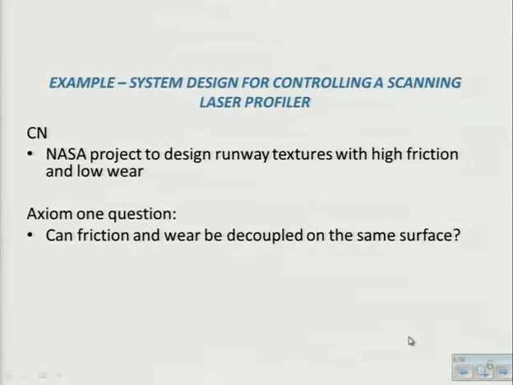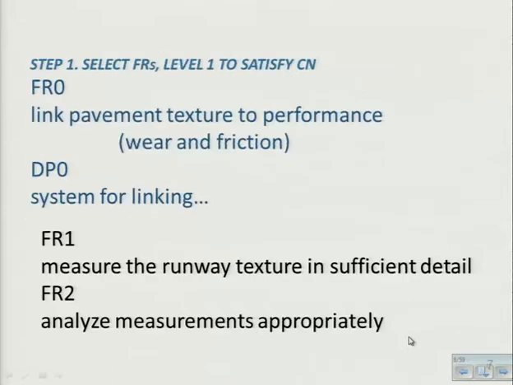Now, to do that, we wanted to see if we could have high friction and low wear, and so we decided we needed to measure the pavement and understand it better. So here was FR0. Let's link the pavement texture, is what the civil engineers like to call the roughness of the pavement, to performance. And so then we needed some system for linking pavement texture to performance. All right, so FR1 was measure the runway texture in sufficient detail, and then FR2 is analyze the measurements appropriately.